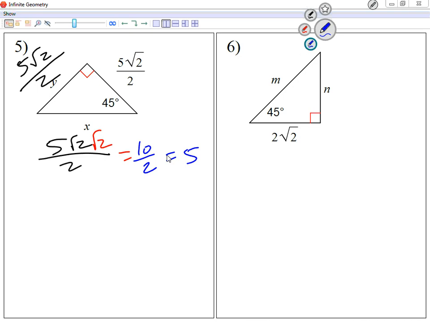I know I said don't mix radicals with whole numbers, but technically when we multiply radical 2 times radical 2, it becomes a whole number 2. So that's why we can combine that with the 5.